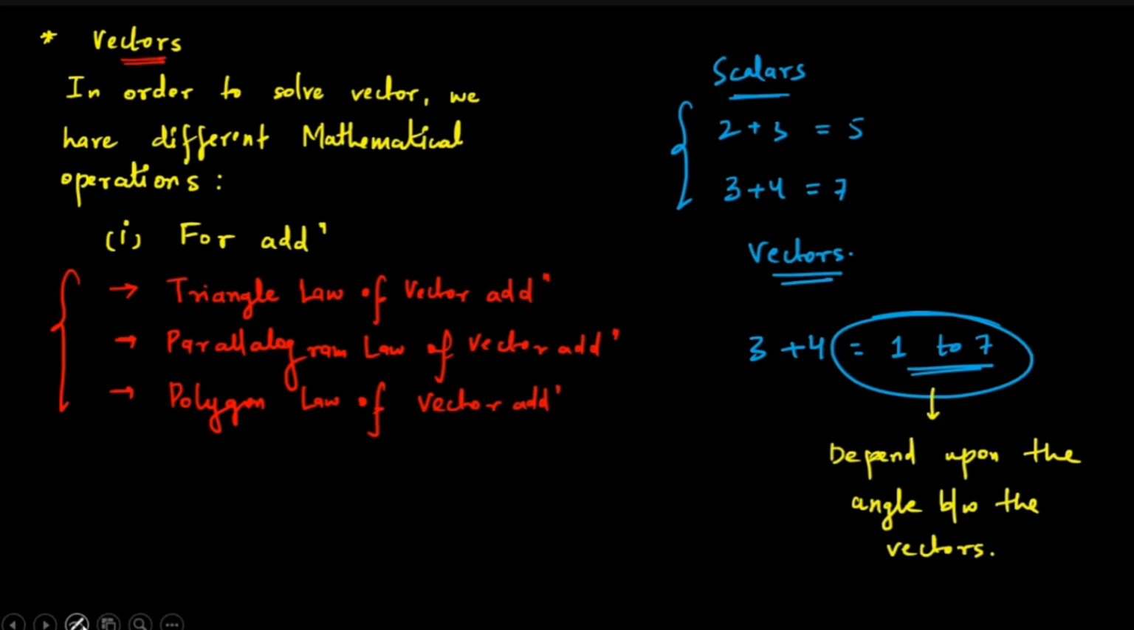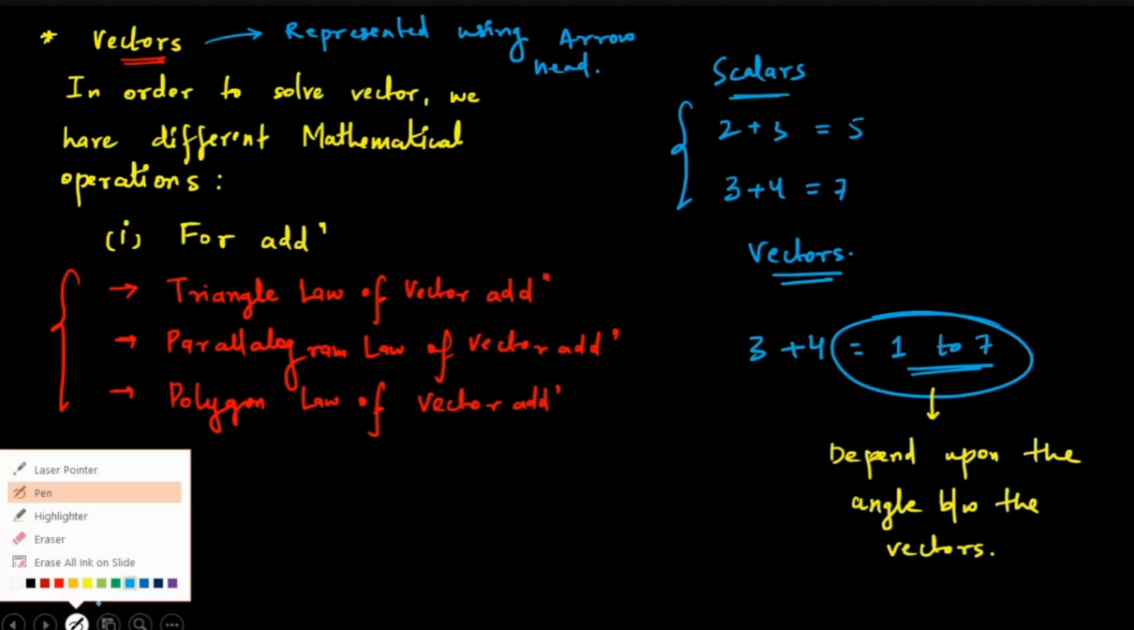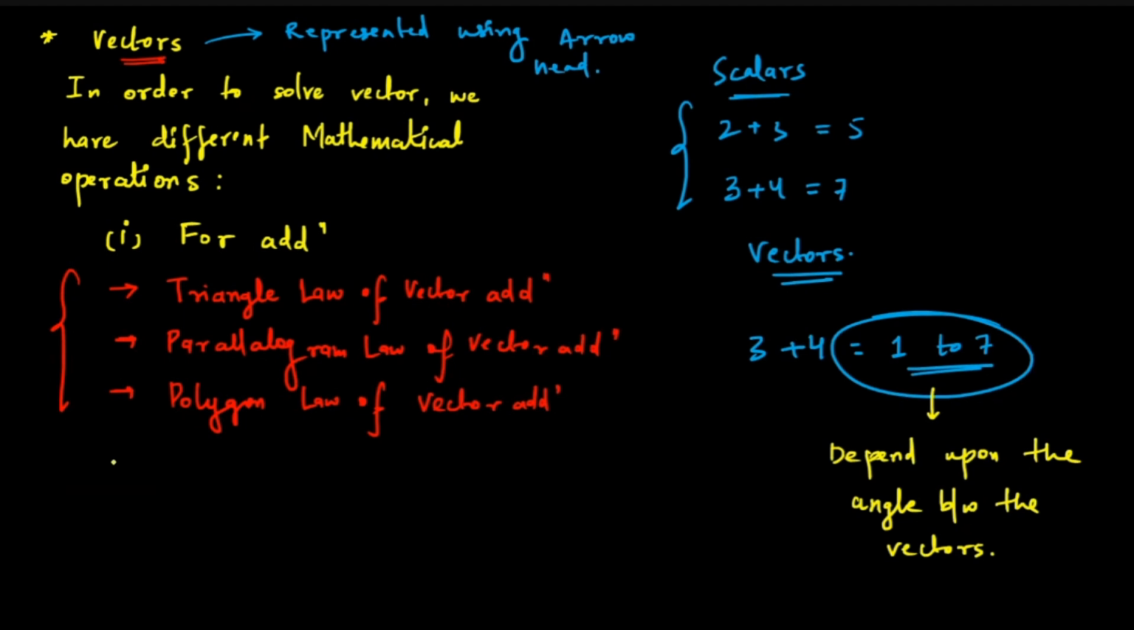As I said, vectors are represented using an arrowhead. Whatever vector we are writing, we'll simply draw an arrowhead over it. So let us try to understand these things, but before that, let us complete the basic operations.